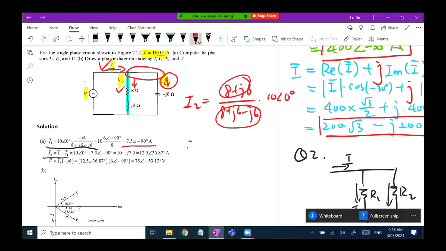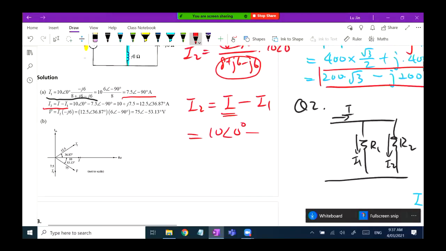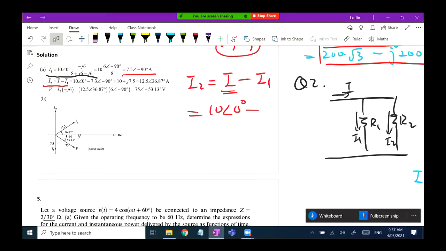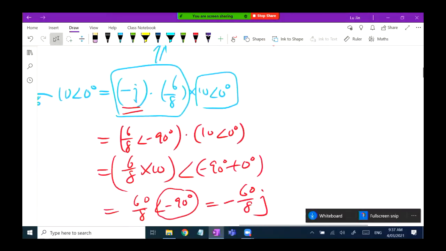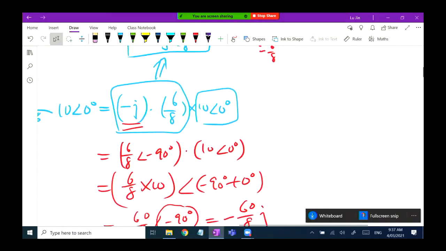So I2, sorry, my fault, I should not use lowercase. So I2 is equal to the total incoming current minus the portion of I1 to finish. And for this current I here, we already know it is 10 with 0 degrees. For the I1, actually, I have done the calculation. I said I1 is, where is that? Is how much? 60/8 negative j.